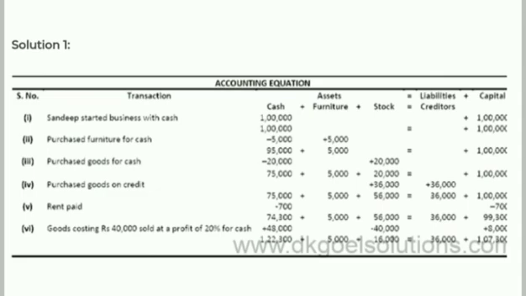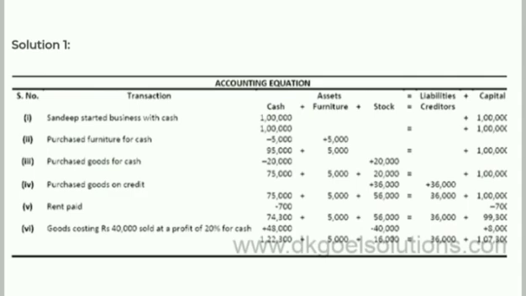Now the last point states you are selling goods costing 40,000 at 20% profit. So from stock we will deduct 40,000 rupees. The profit of 20%, that is 8,000, will be added to capital. And the total cash that we are receiving, that is 48,000, will be added to the cash account.